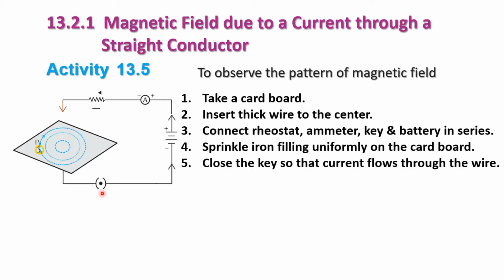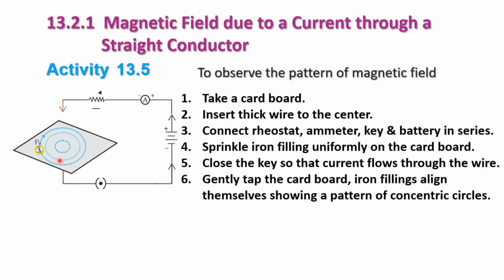Close the key. Already it is closed. See here, if the dot is given, that means it is closed. So we have to close the key so that the current flows through the wire. Current will start flowing from positive to negative terminal like this. Then gently tap the cardboard. Iron filings get aligned themselves, showing a pattern of concentric circles.